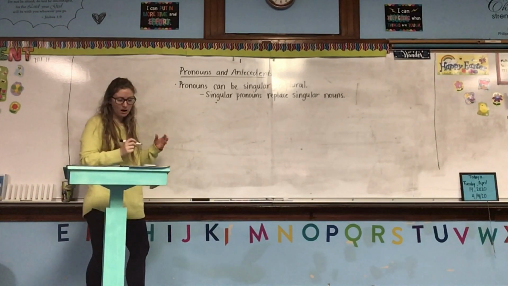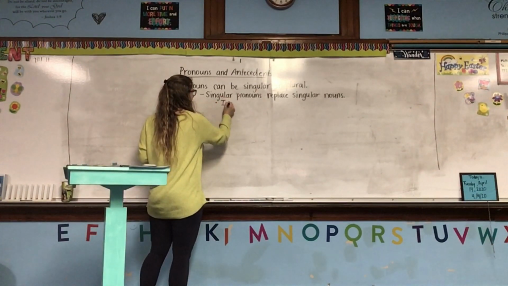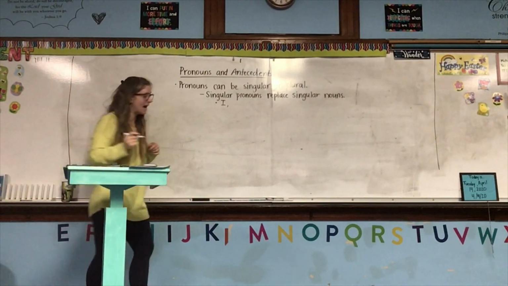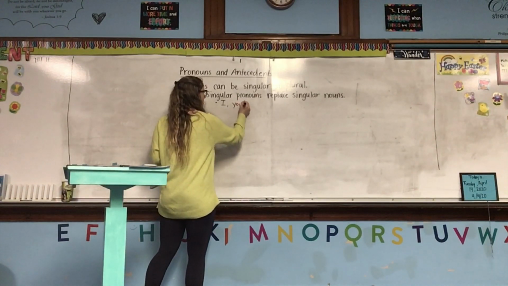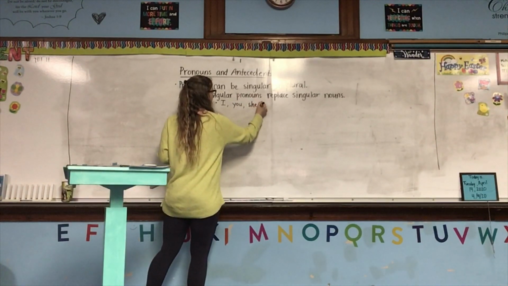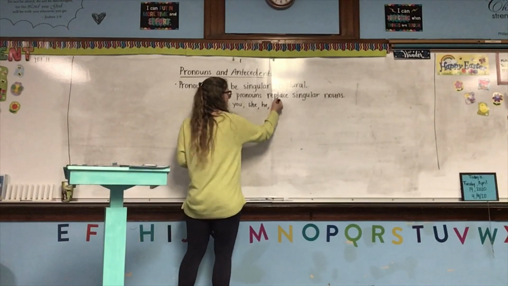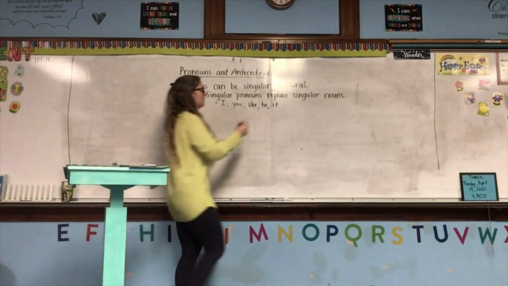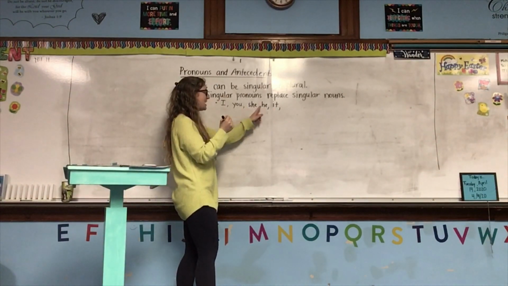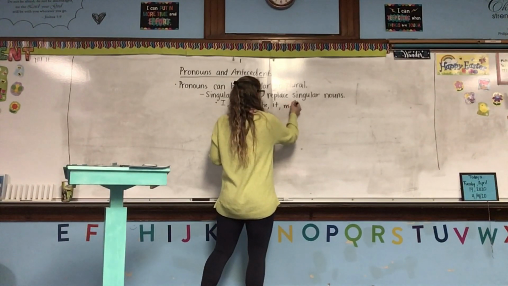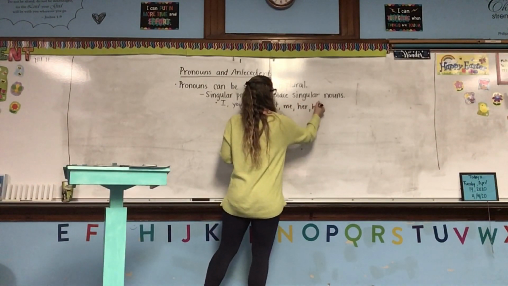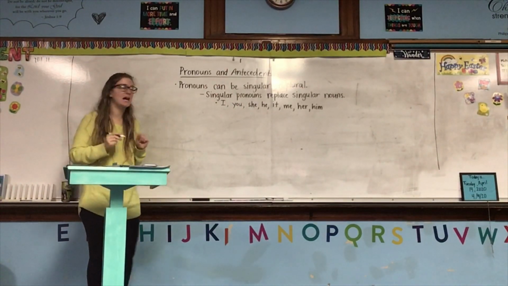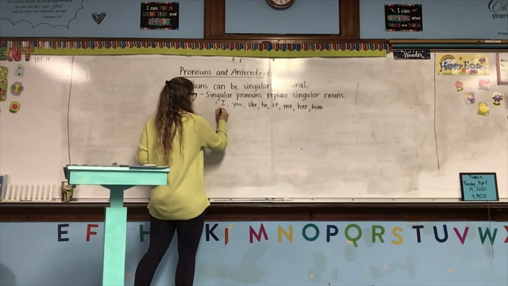Singular pronouns are I. So some examples of singular pronouns are I, you, she, he, and it. So I, you, she, he, it, me, her, and him. These are examples of singular pronouns. They are only talking about one noun.